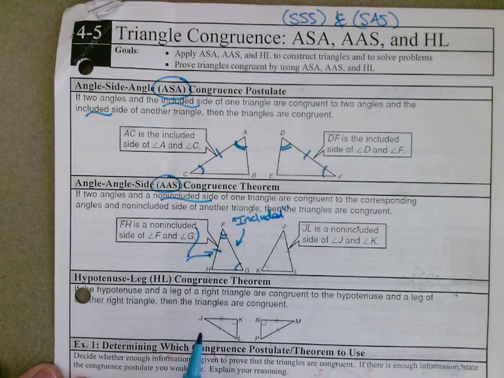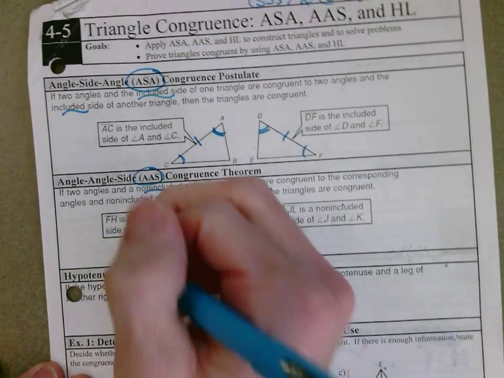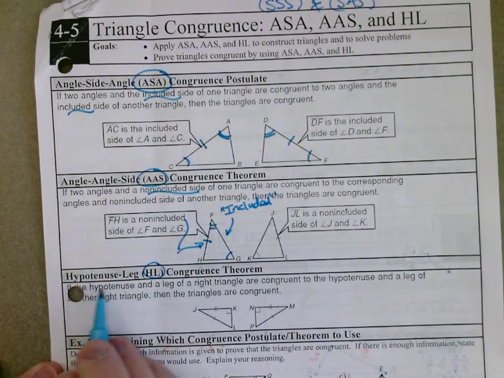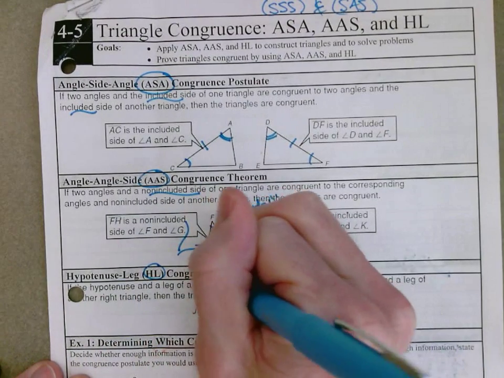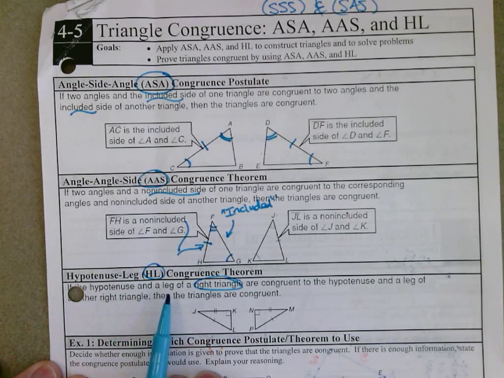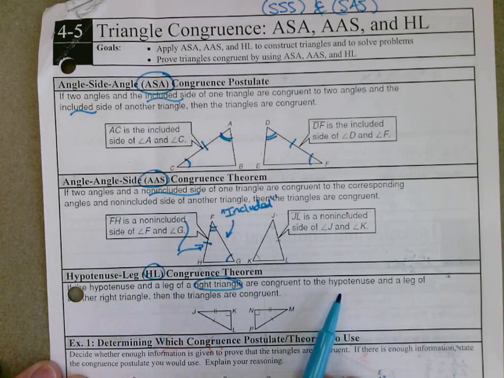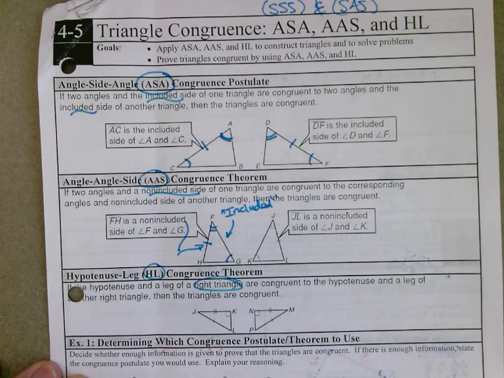Our final one involves a couple letters that we haven't used yet with this topic, and that's HL. HL is referring to hypotenuse, leg, and as you might predict, this only deals with right triangles. So this would read that if the hypotenuse and one leg of a right triangle is congruent to the hypotenuse and one leg of another right triangle, then those right triangles must be congruent.